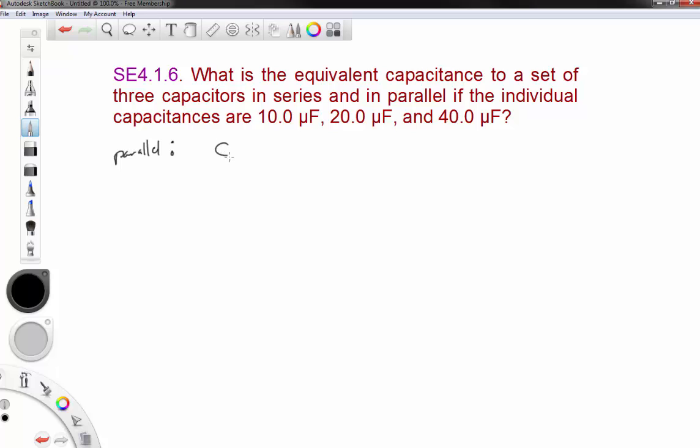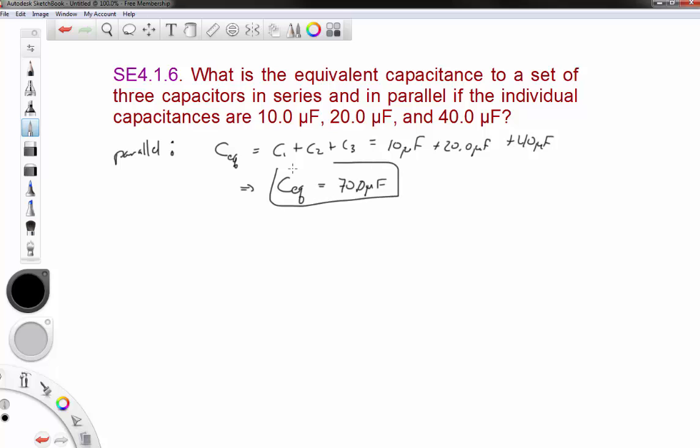We have C equivalent is equal to C1 plus C2 plus C3. And so that's 10 microfarads plus 20 microfarads plus 40 microfarads. And so what we end up with is the equivalent in parallel is equal to 70.0 microfarads. So this is the equivalent capacitance in parallel.